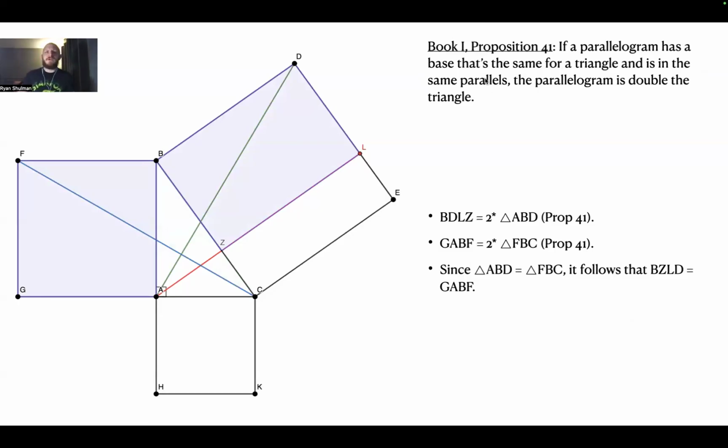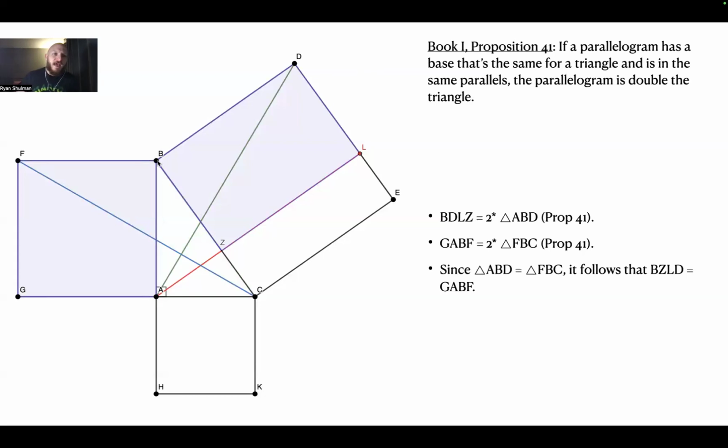Okay, so with that in mind, we now are going to use Prop 41, which says that if a parallelogram has the same base as a triangle, and both the parallelogram and the triangle are in the same parallels, then the parallelogram is twice the triangle. It's double the area of the triangle.